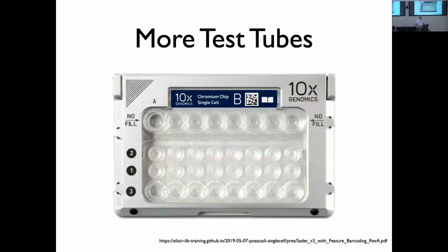Okay, and so this is for 10x. This is the device that goes on the machine that actually makes the libraries. Each of these columns is going to represent one sample. I've never run one of these, and I forgot to double check, but I think in one row, here is where you're going to put in your sample. Here's where you're going to put in your beads, and here's where you put in your oil, or maybe it's a slightly different order.